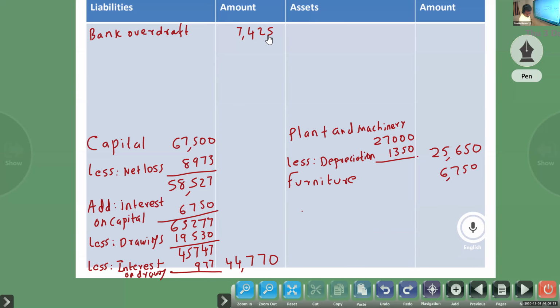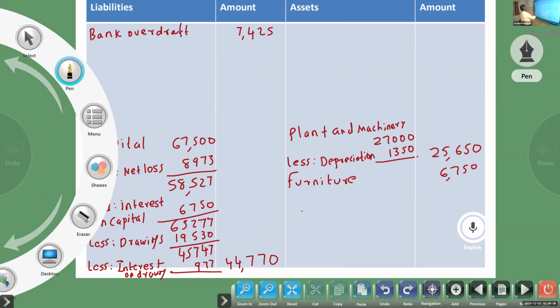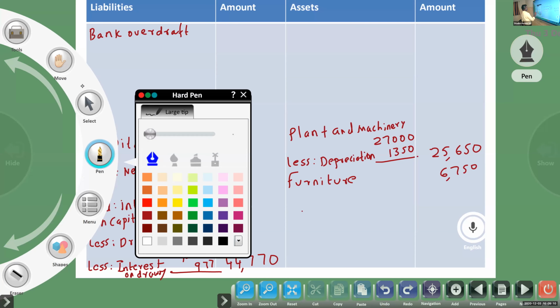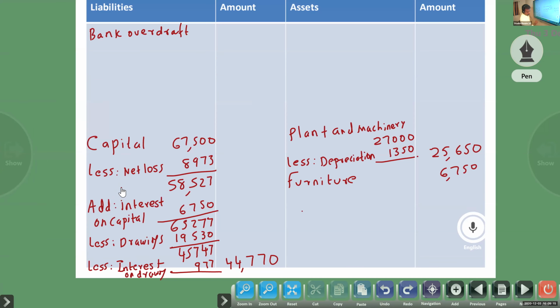Next, interest. No, sorry, bank overdraft 24,660. Bank overdraft amount. Bank overdraft, interest, bank overdraft 24,660.